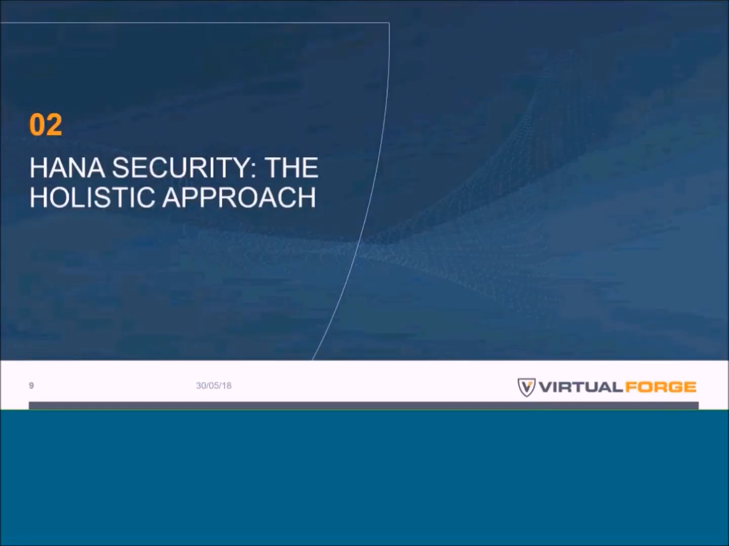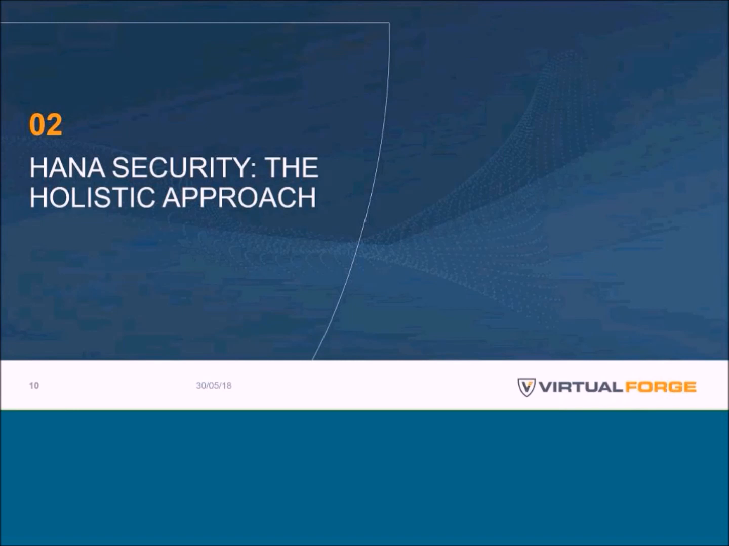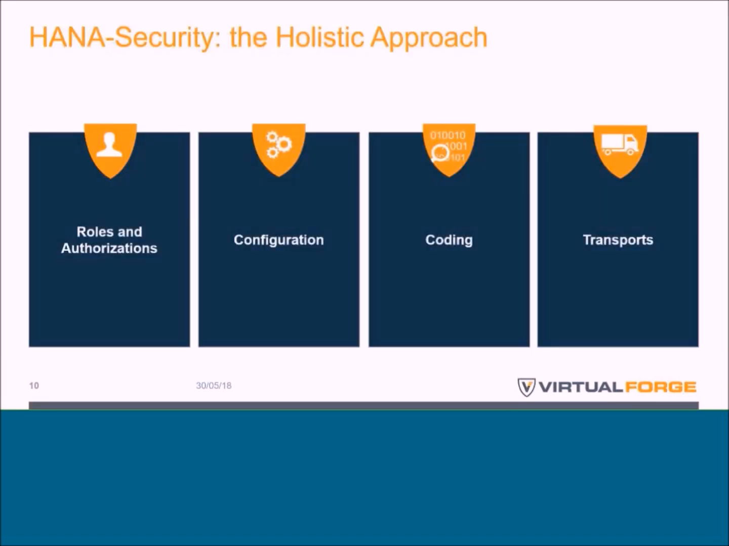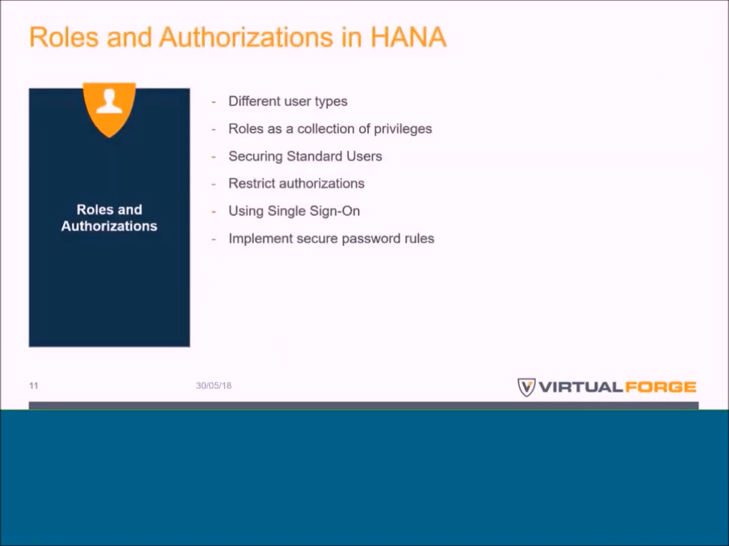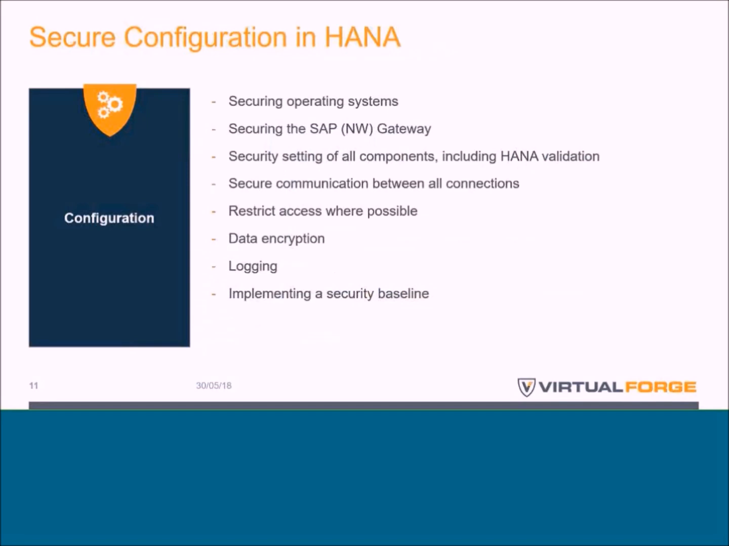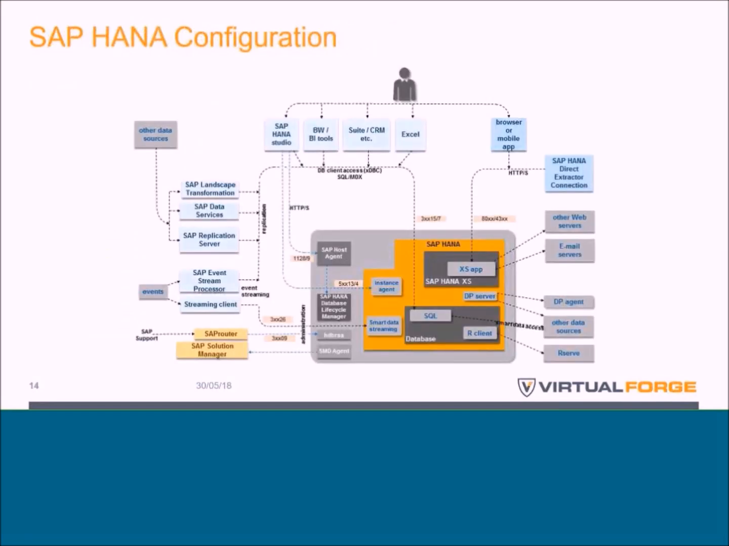So what can you then actually do, or what areas do you need to take into consideration when securing HANA? We have identified more or less 4 areas. I'm going to skip the roles and authorizations part because Stefan has, I think, made a good overview of what you need to consider and how roles and authorizations are built up in HANA. But I nevertheless would like to go into 3 other areas, which are configuration, coding, and transports.